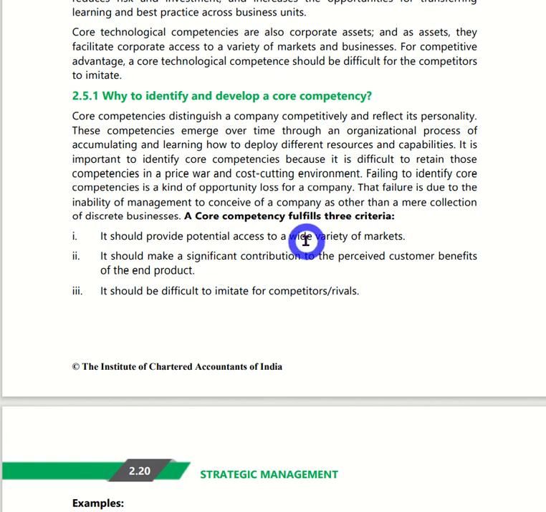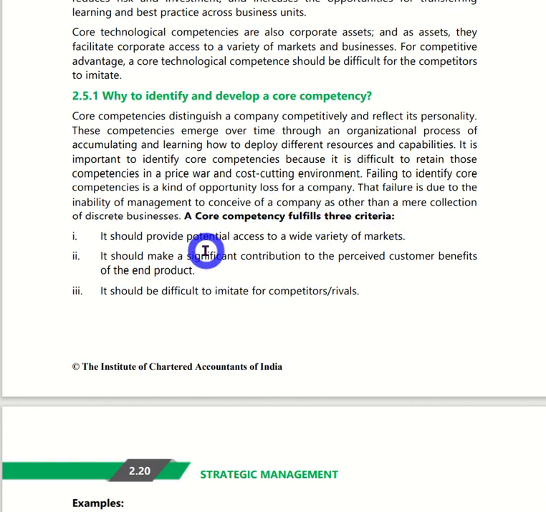Okay, so what we find now is failing to identify core competencies is a kind of opportunity loss for a company. So if you can't identify your own strength, then obviously you are not reaping the benefit of that strength. You are not able to capitalize on that strength. Okay, that's very important. A core competency fulfills three criteria.